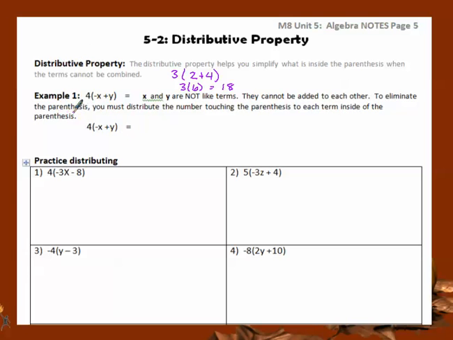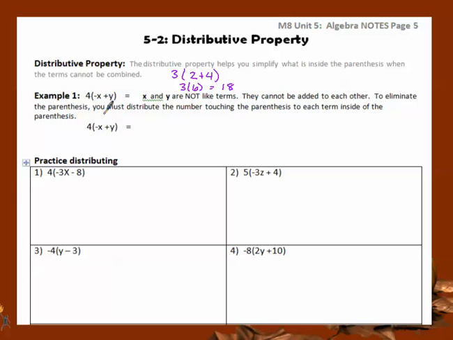So, in our first example, if we look at the 4 and then the parentheses negative x plus y, we would originally do the groupings first, but x and y are not like terms, so we can't add them together. They cannot be added together. To eliminate the parentheses, you must distribute the number touching the parentheses to each term inside the parentheses.